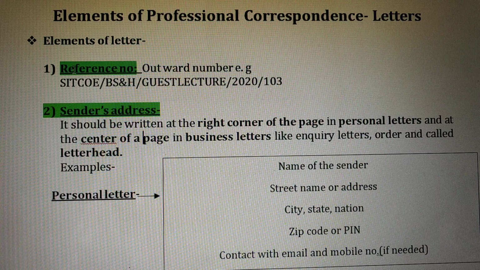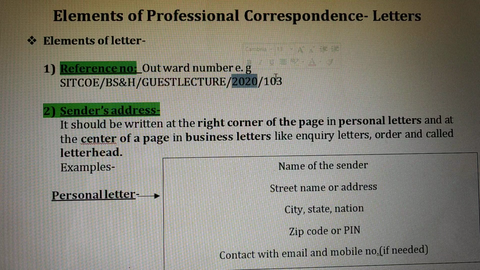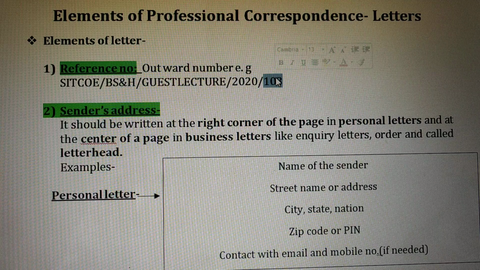Here we have given, for example, the name of the company, department, whichever that may be, the purpose of that letter, in which year it is, and the letter number of that outward register. It is important because without a reference number your letter will not be considered a legal one.